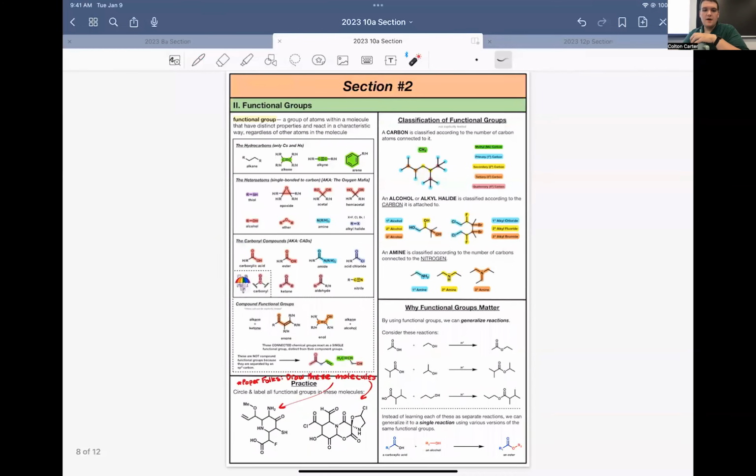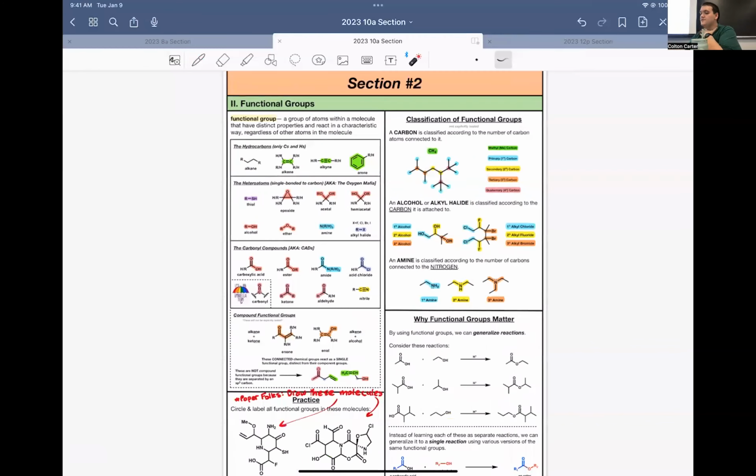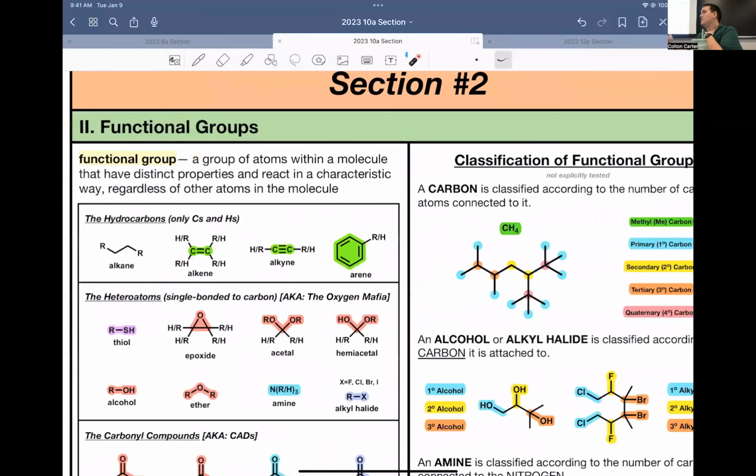Okay. So let's start off with functional groups. A functional group is a group of atoms that we are going to use to help recognize patterns in molecules. Specifically, they're groups of atoms that react in certain ways. And so that's why we care about them.